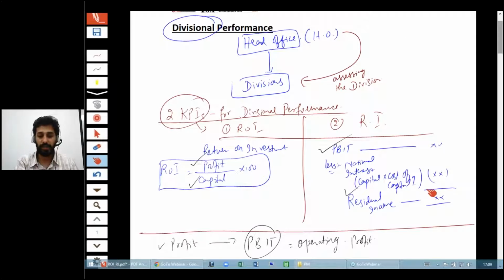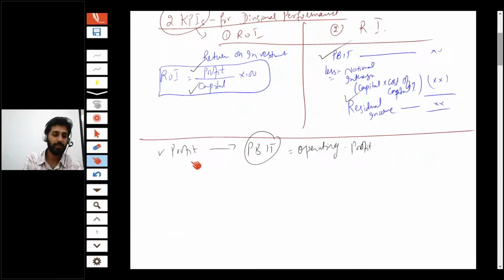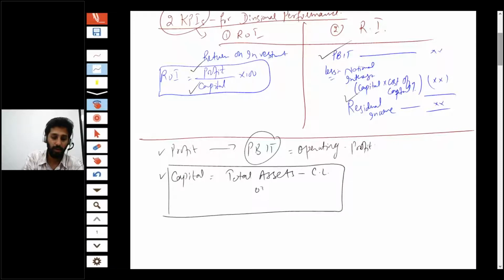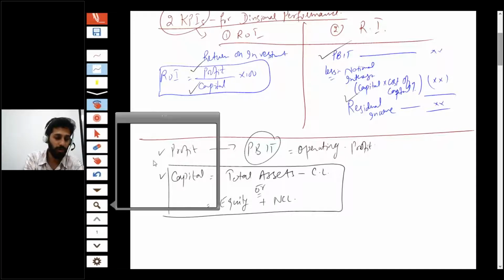So cost of capital is actually the weighted average cost of capital, incorporating the various finance providers. All right, so after deducting that, profit is this thing, and the second one is the capital. Now if the capital figure is not given, you can calculate it simply by total assets minus current liabilities, or capital is equity plus non-current liabilities.